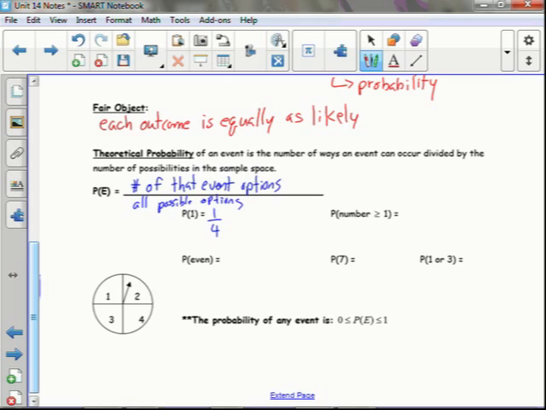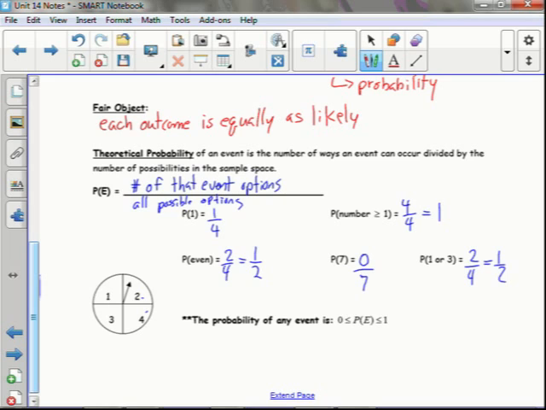The probability of a number greater than or equal to 1. Well, 1 is equal to, but 2 is greater than, 3 is greater than, 4 is greater than. So that would be 4 out of 4, which we could reduce to be 1. The probability of an even, 2 and 4 are even, so that's 2 out of 4. Again, you could reduce that to 1/2. Probability of a 7, 7 doesn't exist here, so that's 0 out of 4. And the probability of a 1 or a 3, there's 2 of those out of 4, which would equal 1/2.